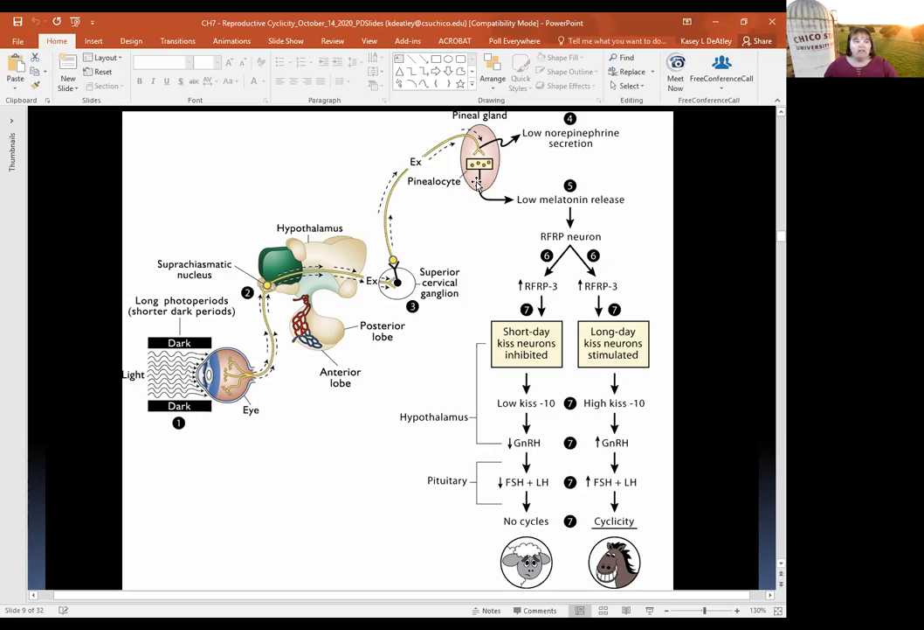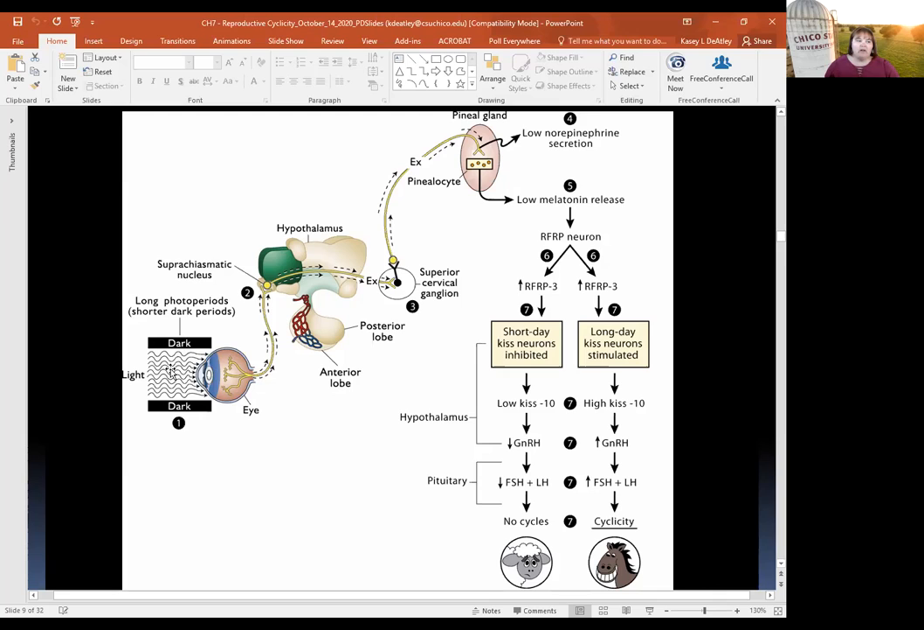And so the pineal gland is not part of the hypothalamus. It is a different anatomical structure in the brain. And the pineal gland has cell bodies in it that we call pinealocytes. And these pinealocytes are going to produce a couple of different types of hormones. So they are going to produce norepinephrine, melatonin, serotonin, especially things that are associated with mood enhancement and stuff.